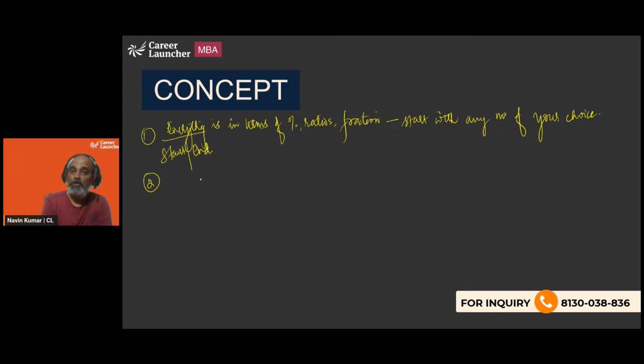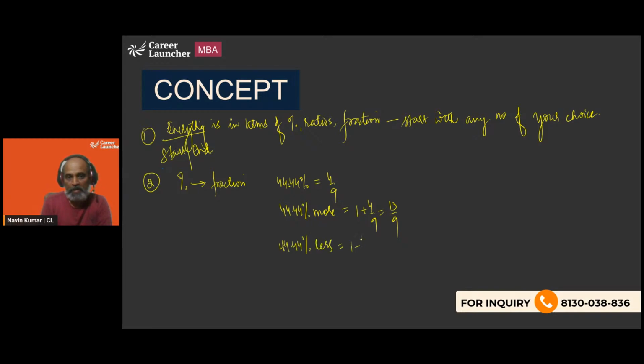Second thing is you should be good with the percentage to fraction conversion. Very important. Let's say you come across 44.44%, you should be quick to say that this is 4/9. And if somebody says 44.44 percent more, this is nothing but 1 plus 4/9, which is 13/9. And if the question says 44.44 percent less, this is 1 minus 4/9, which gives us 5/9.